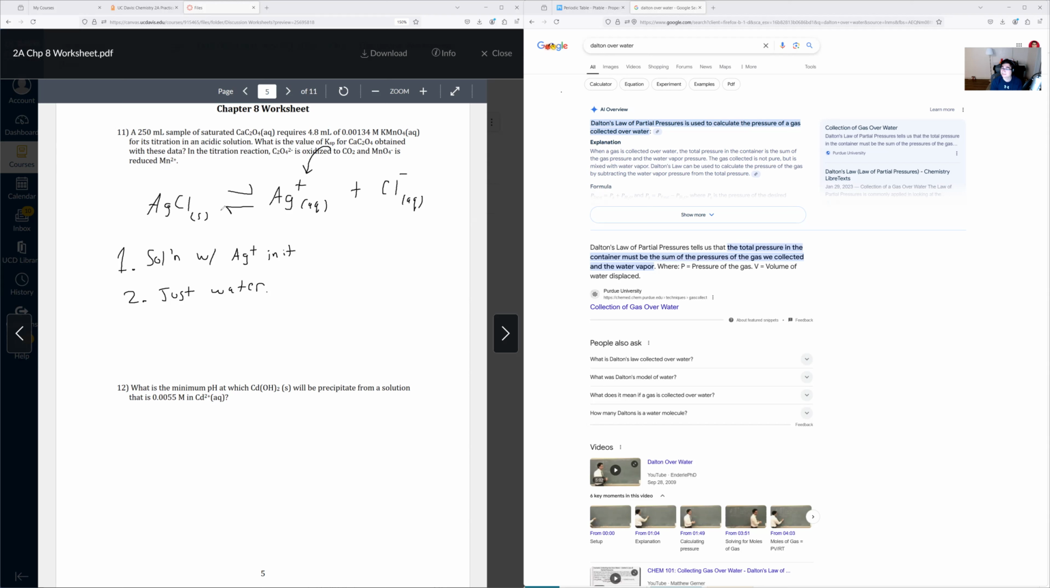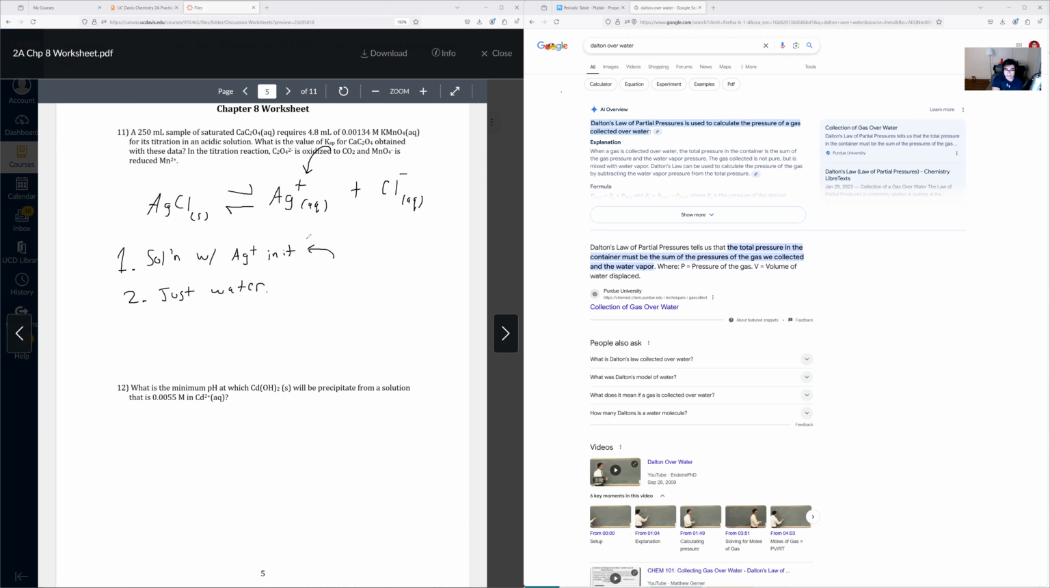Wait, sorry. So I had a question on this. For the second part of just water, would the equation be H2O plus the silver ion? For the second equation with just water, usually you don't put in the solvent, not solute, solvent. So you usually don't put in the solvent in the dissociation equation. So you would just say this one's within a solute.